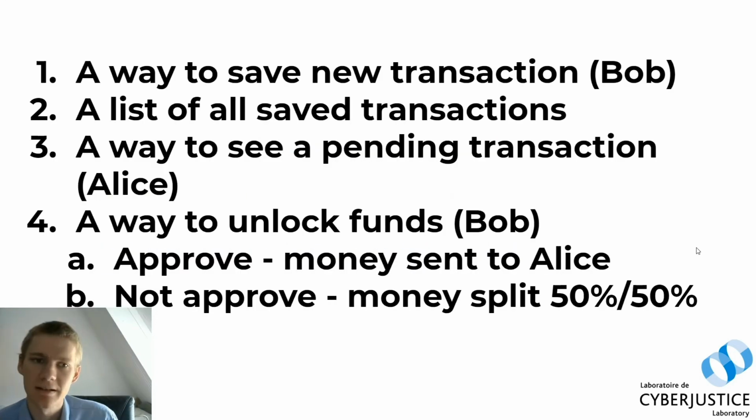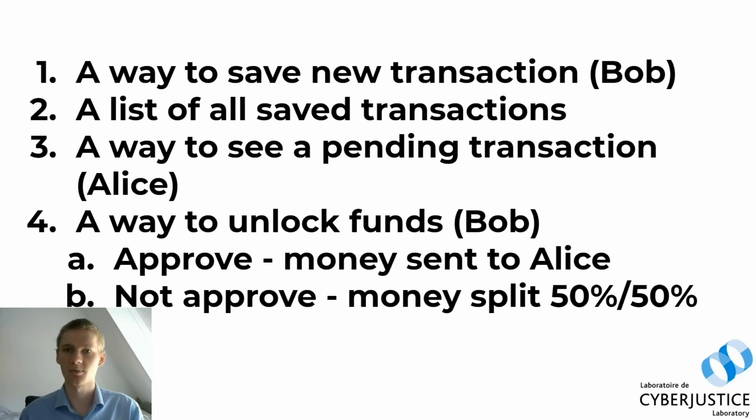So as you see, we need 4 functions for this smart contract. First, we need a way to save a new transaction. So Bob would speak to the smart contract and tell it that he would like to deposit some money. Here he of course has to save who he wants to send it to, Alice in this case, and how much money, and he actually has to send the money so that it can be kept by the smart contract. The contract then needs to keep a list of all saved transactions. If several people use this at the same time, there needs to be a way to tell these apart.